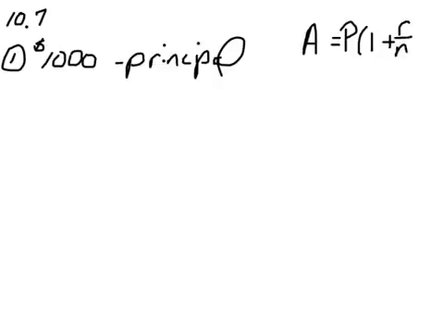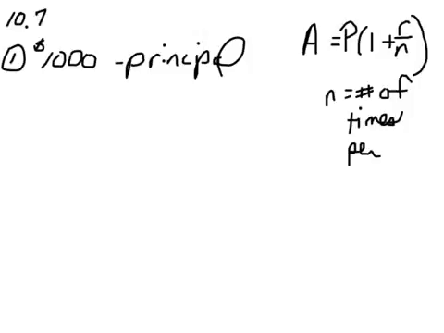N is the number of times per year that you're going to compound that interest. It's not continuously compounded, it's just compounded interest, a number of times per year. And then you raise it to the N times T, and T is the number of years.